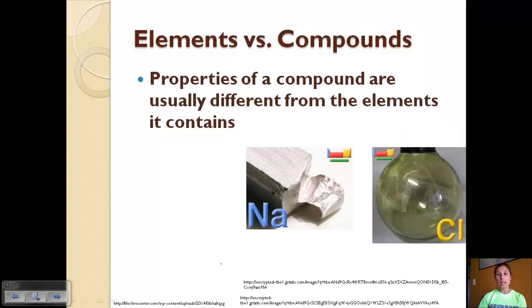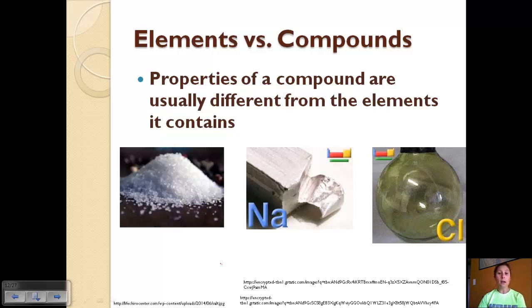Chlorine in its natural state is in a gas form. It's kind of a green gas, and it can be very poisonous. But if you react these two elements together to form a compound, you form sodium chloride, which is just table salt, which you probably eat a little bit of at least every day. So we have very different properties of elements versus the compound.